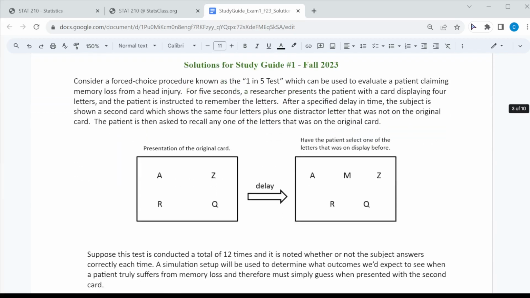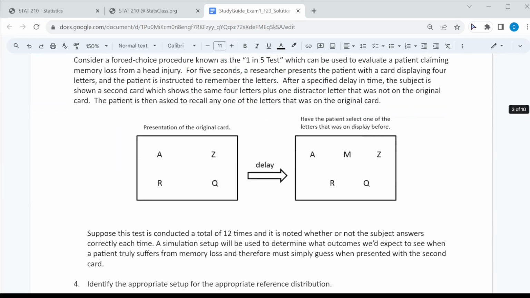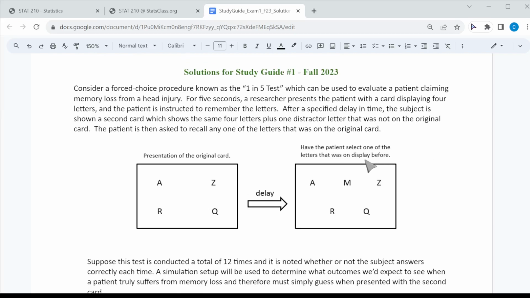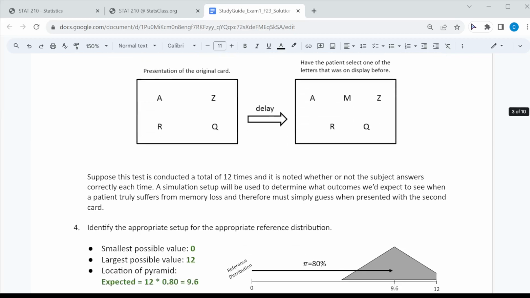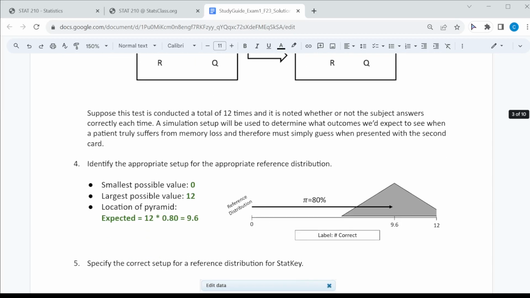Okay, let's move on to the next one. I believe your 1 in 5 test, we actually saw that on one of your quizzes. So that one reappeared, but in a different form here. They had to recall an additional letter, recall a letter that was on the previous card. And there's a good chance they're going to be able to do that because 4 out of the 5 letters were on the previous card. So the proportion of getting a correct outcome is going to be 80% in this situation.